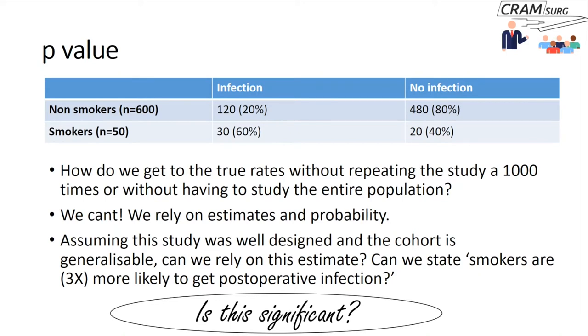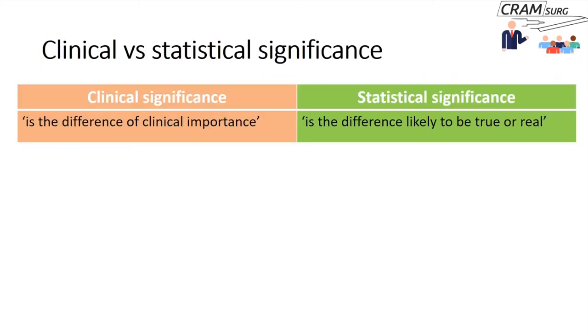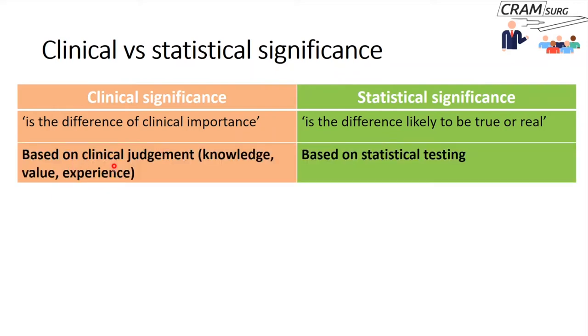When we talk about significance, it's quite useful to have a little think about the difference between what we call clinical significance and what is meant by statistical significance. As you can see in this table, clinical significance answers the question of whether this difference that you see is of clinical importance or clinical relevance. Whilst in statistical significance, you're looking to see if the difference is likely to be true or real. Clinical significance is based on your judgment as a clinician, your knowledge, value, experience, and wisdom.